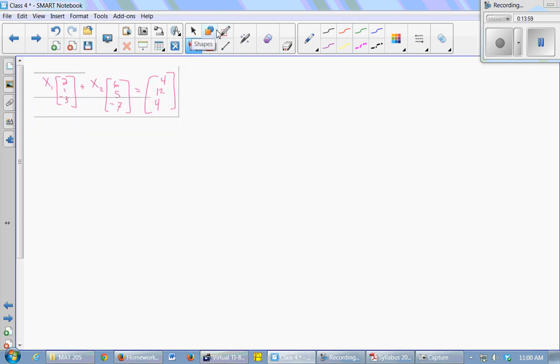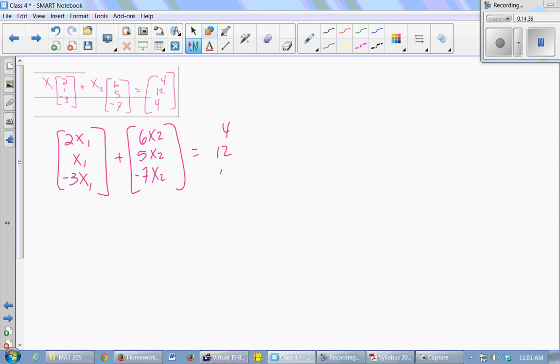Okay, so let's translate this thing that's called a vector equation to a system of linear equations. When you multiply a vector by a scalar, you multiply every entry by that scalar. So this becomes the vector (2x1, 1x1, -3x1), plus, then multiply this vector by the scalar x2, so you get (6x2, 5x2, -7x2). And that has to equal (4, 12, 4).